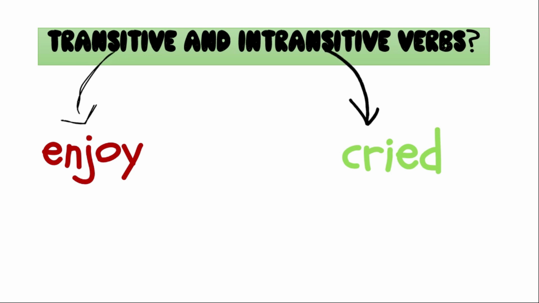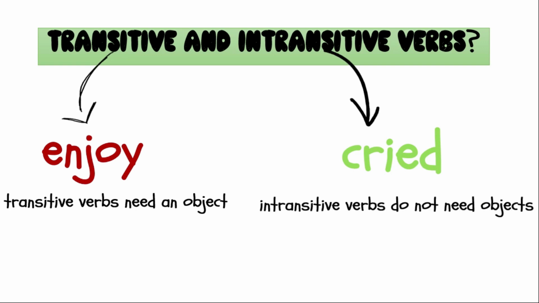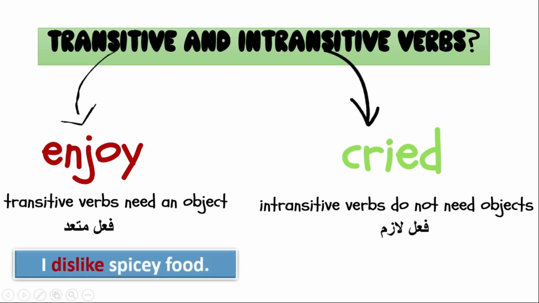So we can now look at this and say that we have transitive and intransitive verbs. The transitive verbs are like enjoy, and they need an object. The intransitive verbs, like our example, cried, do not need objects. They do not have objects. Another example of a transitive verb which needs an object is I dislike spicy food. So, dislike is the verb, and this is transitive, and it needs an object. It needs something that you dislike, and that is spicy food.